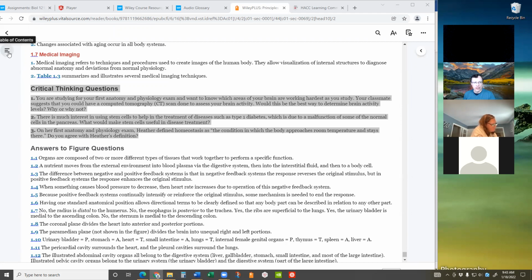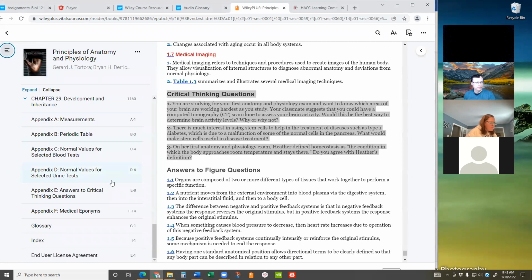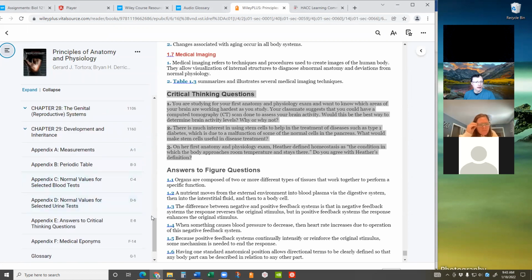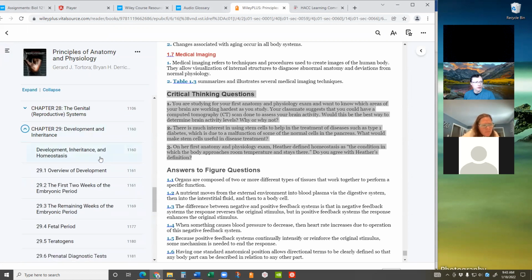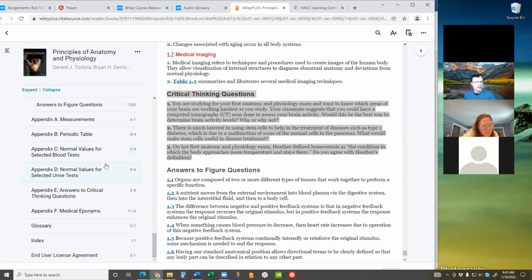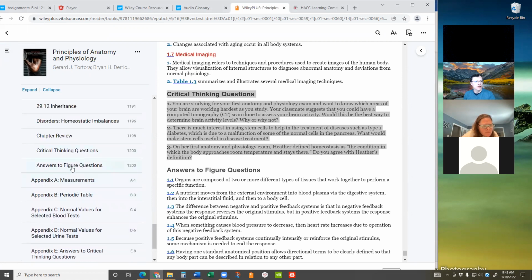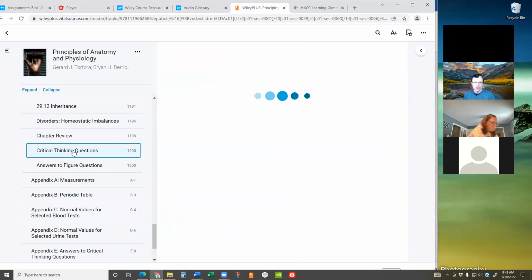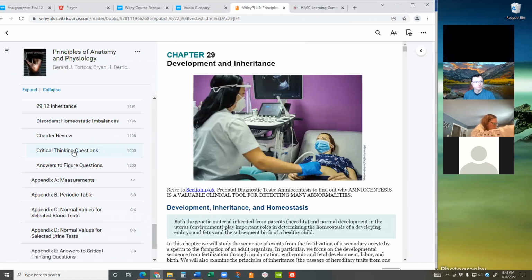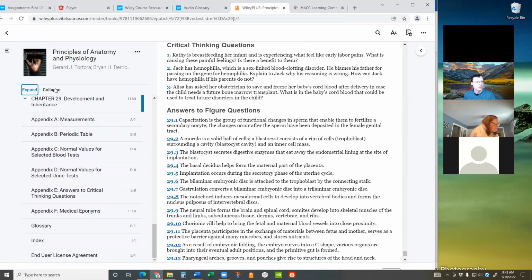So let's see. I'm going to open up the table of contents, and I'm going to go down to the end of the textbook here. And it has here, critical thinking questions, page 1200. I'm accessing this in the table of contents, so I'm going to click on that. Hopefully it will take me there. No, that wasn't it. Sorry, wrong chapter. Okay, wrong chapter here.